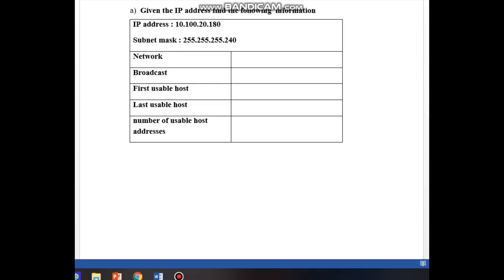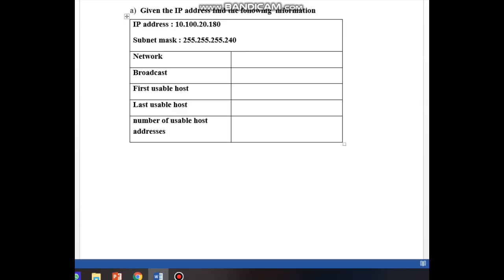So the IP address is an address that's been assigned to a host within the network, and the subnet mask is what will tell us how many bits within this IP address are our network bits and how many bits are our host bits. Alright, so let's see how we can go about it.